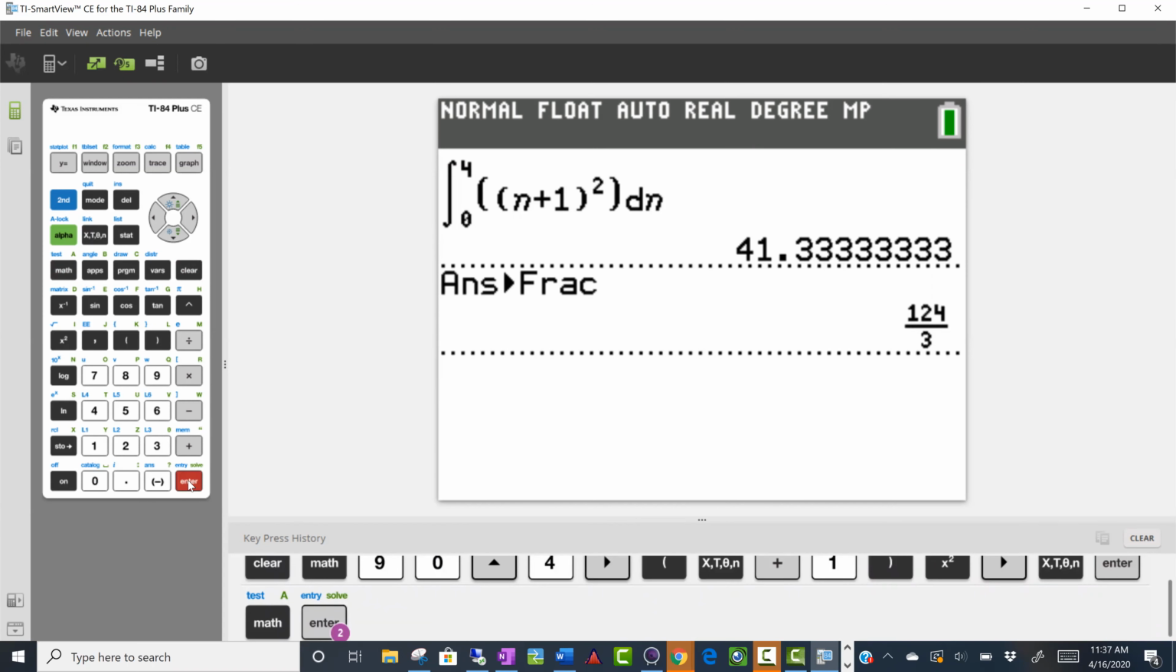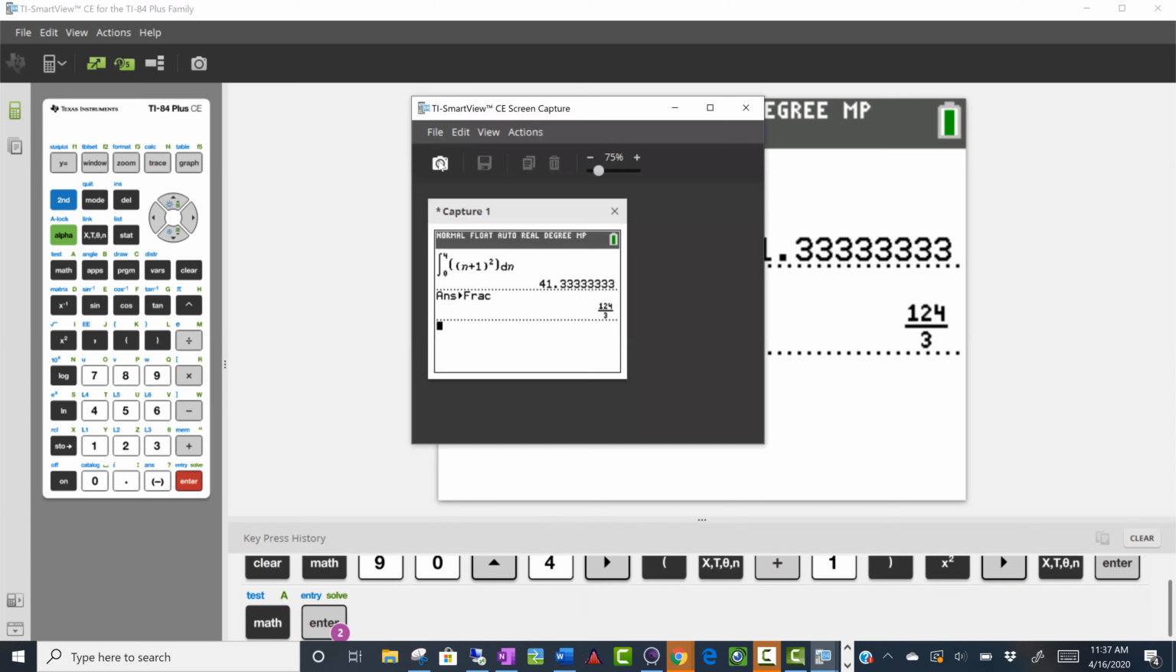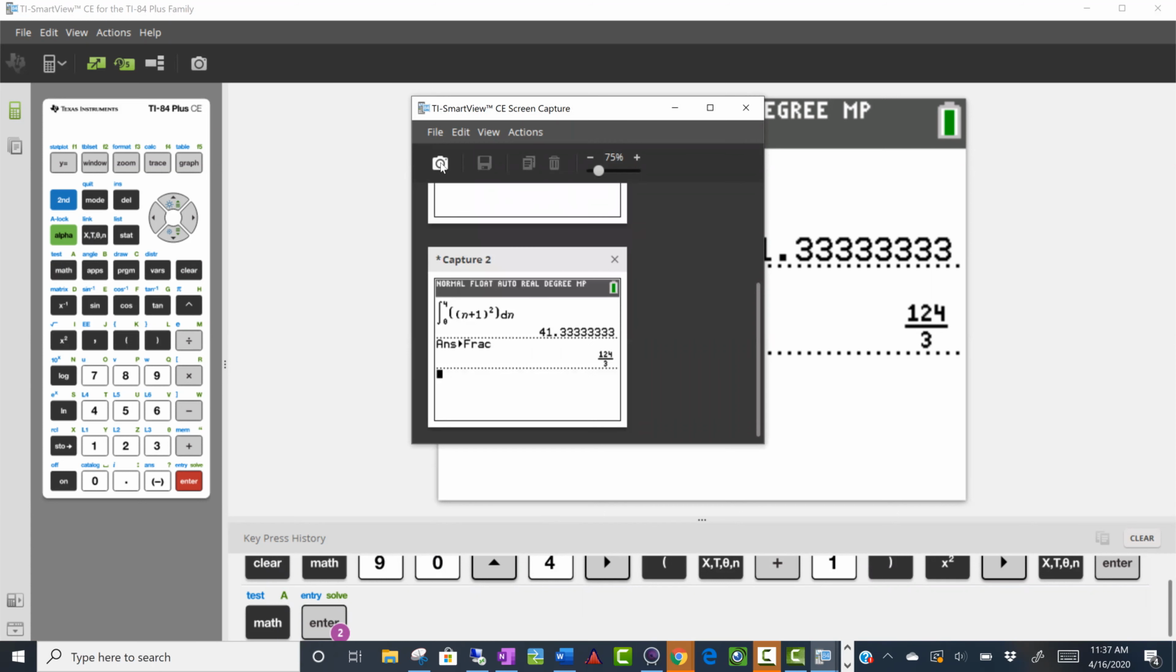So 124 over 3. Let's not forget something, though. There was a pi out in front. So, you know what? I think I can take a screenshot here. Copy.